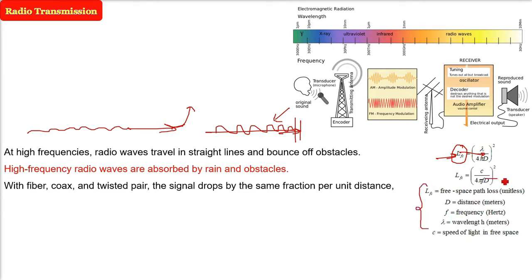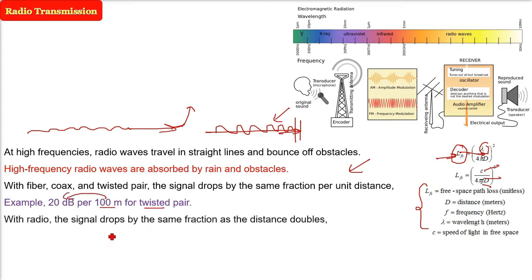But just for the sake of completion, we have d as distance, f as frequency, lambda as wavelength, and c of course the speed of light. Now with fiber, coaxial cable or twisted pair, the attenuation, that is the signal drop, also drops by the same fraction per unit distance. For example, for twisted pair, for 100 meters, there will be a loss of 20 dB.